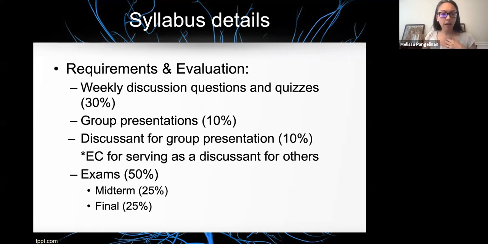Okay, so here's a breakdown of the requirements and the evaluation. You will have weekly discussion questions or quizzes. I'll try not to overload you because there is a lot of reading and the material is very dense. But before we move on to the next set of material, you'll have a quiz that's due, or you'll have a discussion question for the readings of the primary research articles or research reviews.